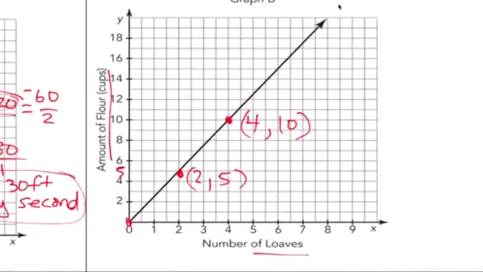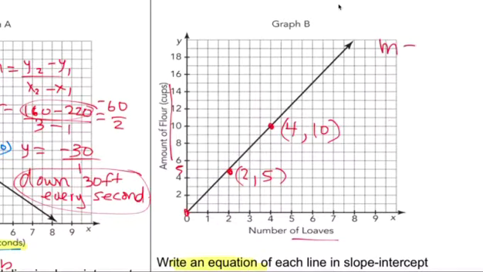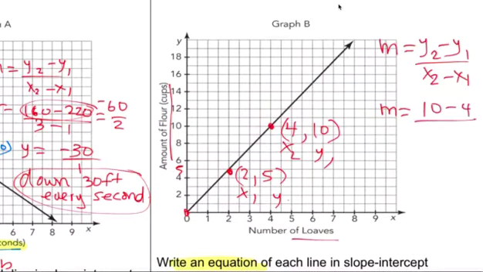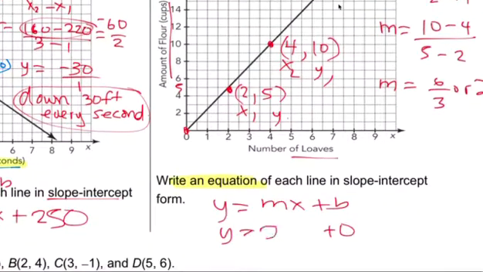Okay? And then you do finding slope, y sub 2 minus y sub 1 over x sub 2 minus x sub 1. This is going up, so 10 minus 4 over 5 minus 2. 6 over 3 or just 2. That's the slope of 2x. So your answer is 2x plus 0 or just y equals 2x.